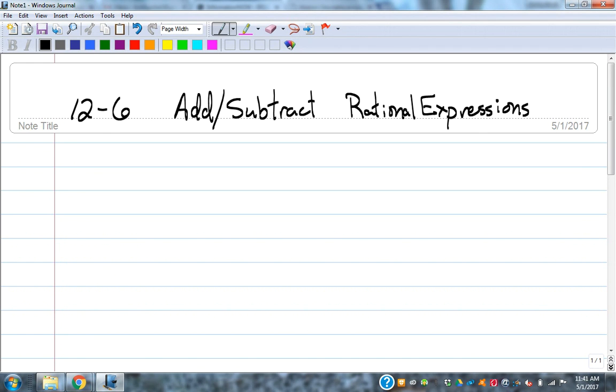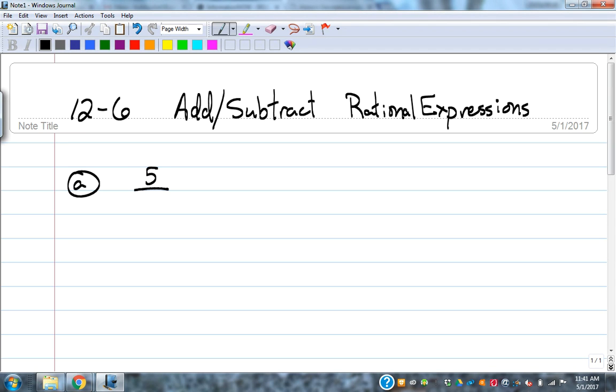Adding and subtracting rational expressions. Okay, so we're adding and subtracting fractions. What's the rule for when you add and subtract fractions? You got to have the same denominator. If we don't have that, then we can't add and subtract yet.